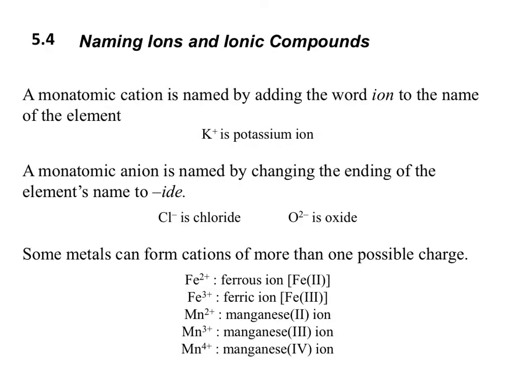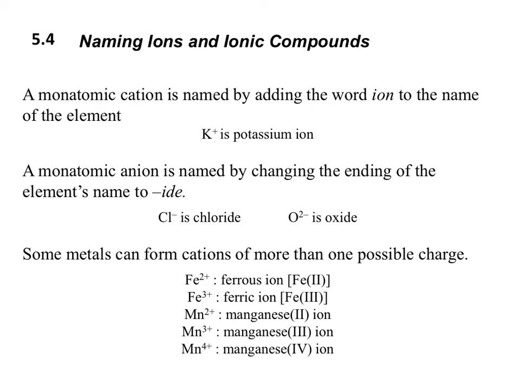Naming ions and ionic compounds. A monatomic cation is named by adding the word ion to the name of the element. So potassium plus is a potassium ion. A monatomic anion is named by changing the ending of the element's name to "ide". So chlorine minus is a chloride. An oxygen 2 minus is an oxide.